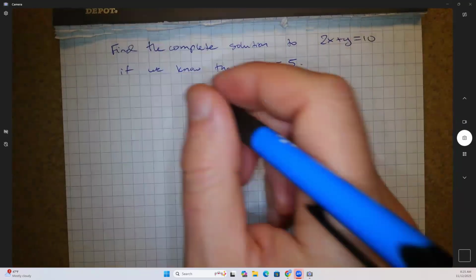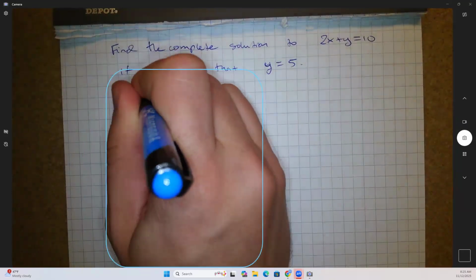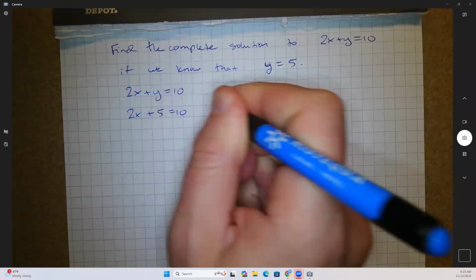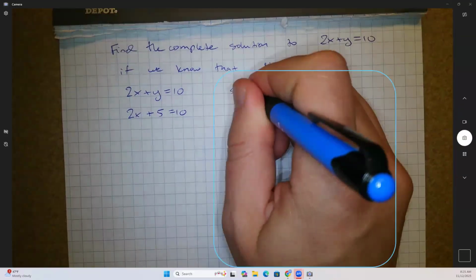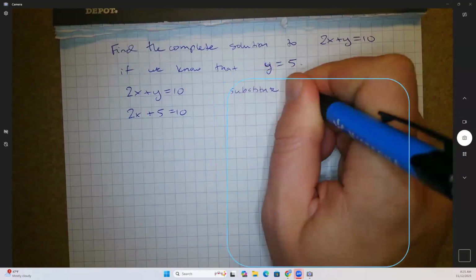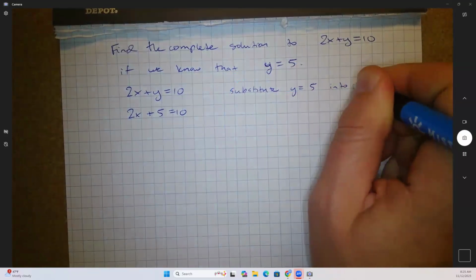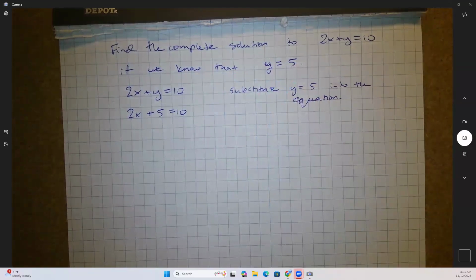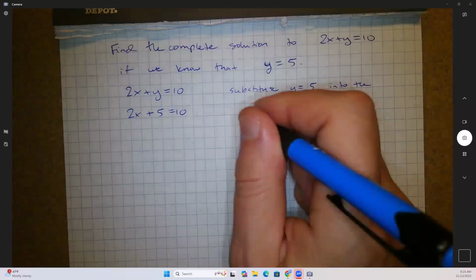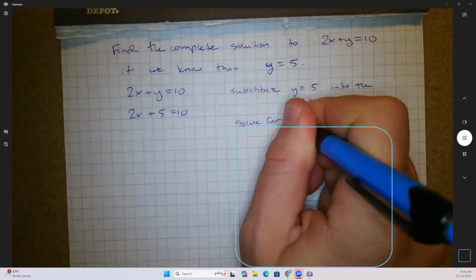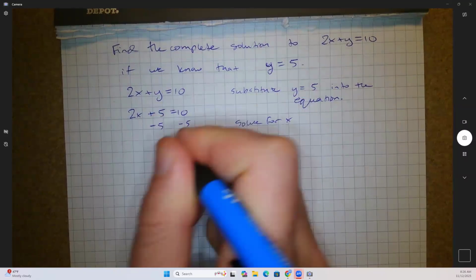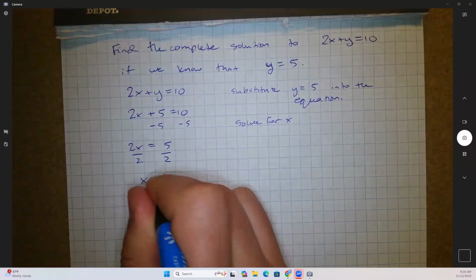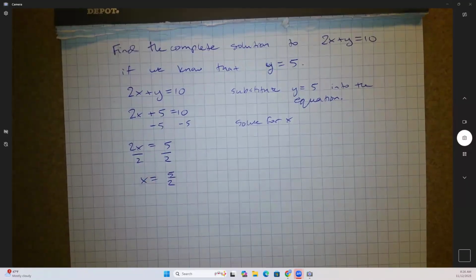So we substitute y in for the equation. 2x plus y equals 10 becomes 2x plus 5 equals 10. And then we solve for x. So I'll subtract 5 from both sides, and I get 2x equals 5. Divide both sides by 2, and I get x equals 5 halves.